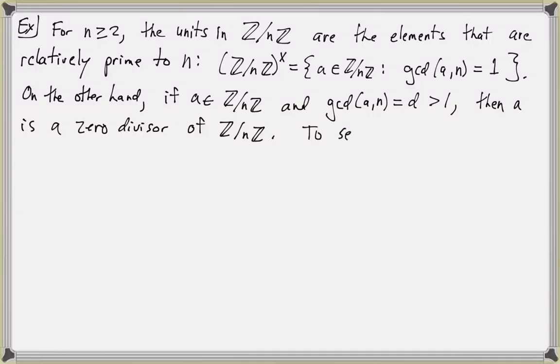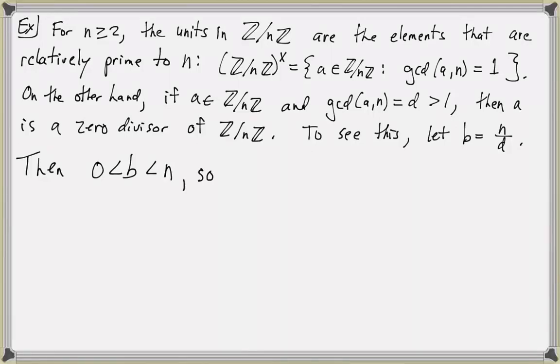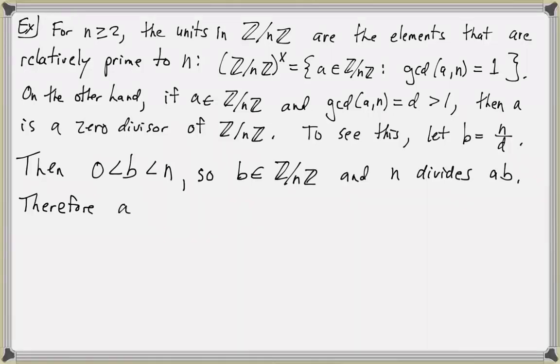So to see this, let's let b equal n divided by d. Then since d is greater than 1, n over d has to be less than n. But since n is positive, b is also positive. So we have b is between 0 and n. And therefore, we can write b as one of the residue classes of the integers mod n. And we see that n divides ab. So therefore, a times b will be congruent to 0 mod n.